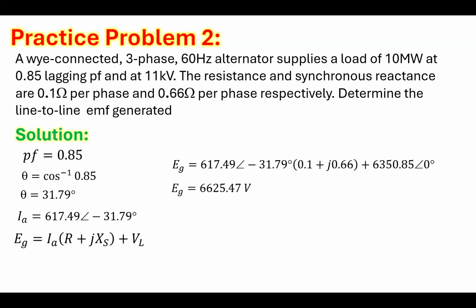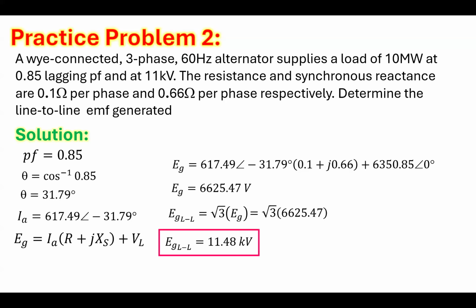Then the generated voltage is 6,625.47 volts. So to solve for the line-to-line generated voltage, we simply multiply this by square root of 3. So that is square root of 3 multiplied by 6,625.47, and that will give us 11.48 kilovolts line to line.